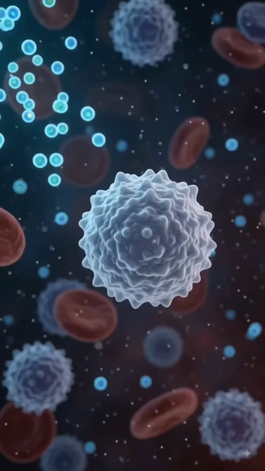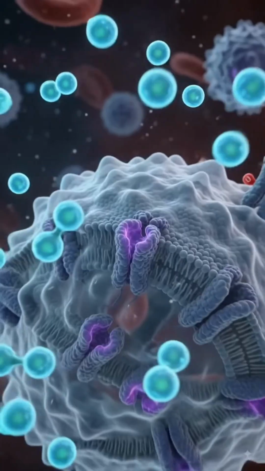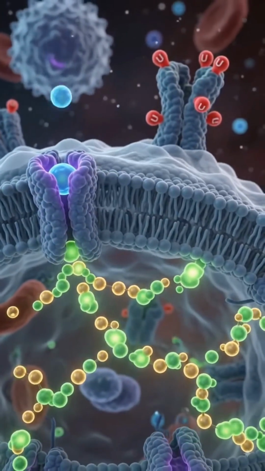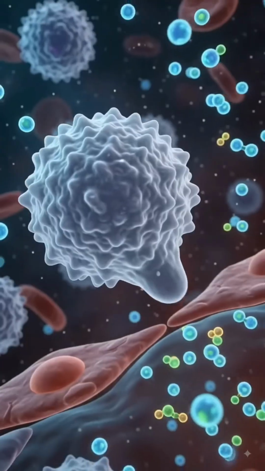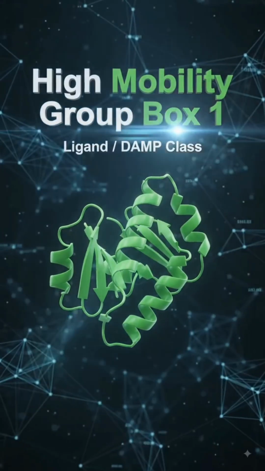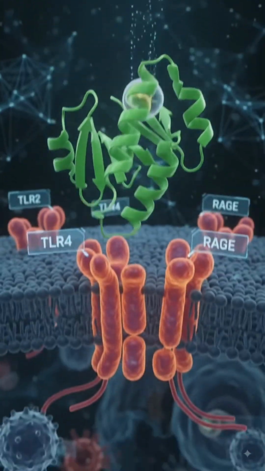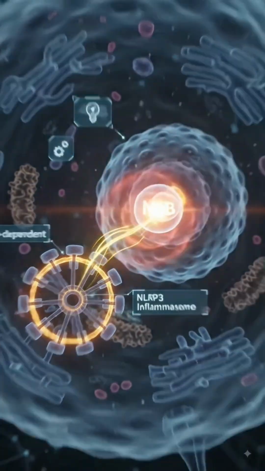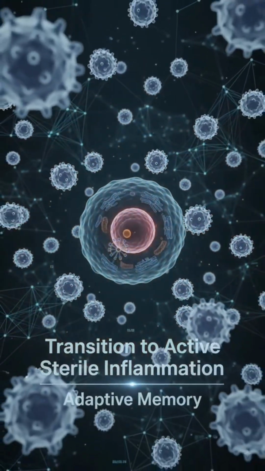ischemia reperfusion injury. ATP acts as a potent DAMP. It targets the P2Y2 receptor. This promotes phosphatase-sensitive reactivation of desensitized FPRs. This amplifies leukocyte migration. HMGB1 is a critical DAMP. It targets TLR2, TLR4, and RAGE. This activates NF-kappa B and primes the inflammasome, driving the transition to sterile inflammation.